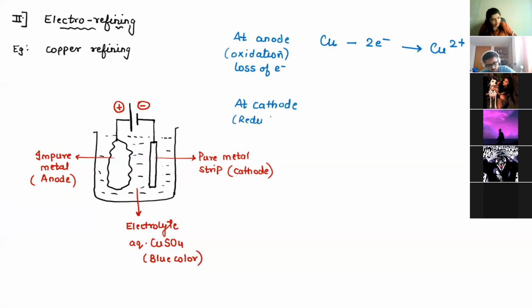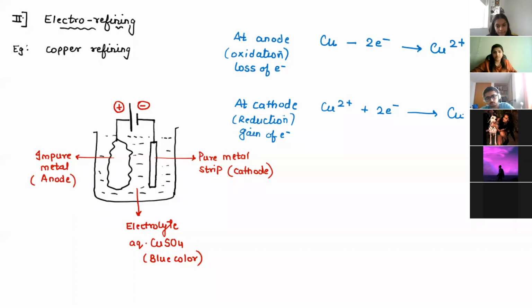Reduction. Reduction is gain of electrons. So it is Cu2 plus gaining 2 electrons and forming copper. And that's how deposition of copper takes place on the cathode.